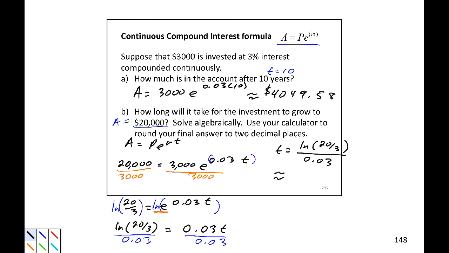Now this value, to 2 decimal places, in my calculator, natural log of 20 divided by 3, close parentheses, divided by 0.03, is 63 point, that would round to 24. And that is how long, so this is in years. Depending on if you want the exact value or the approximate value, one of those 2 expressions will be it.